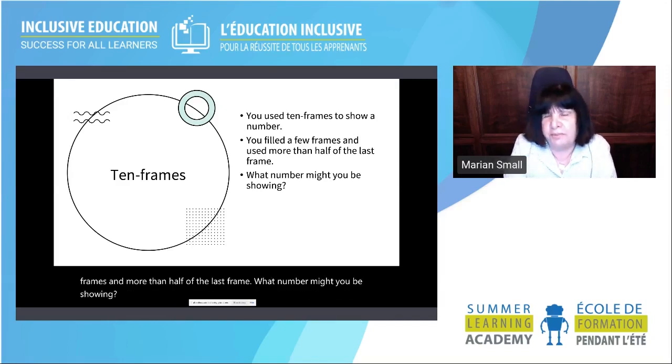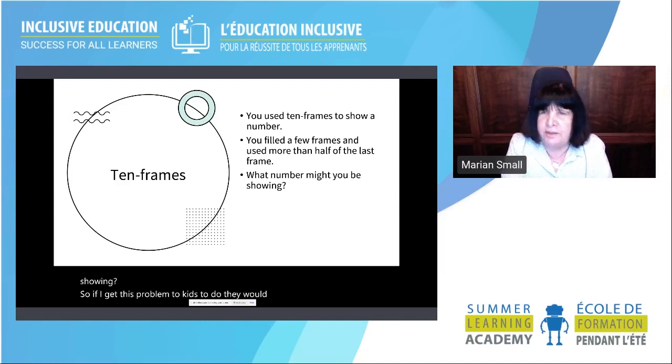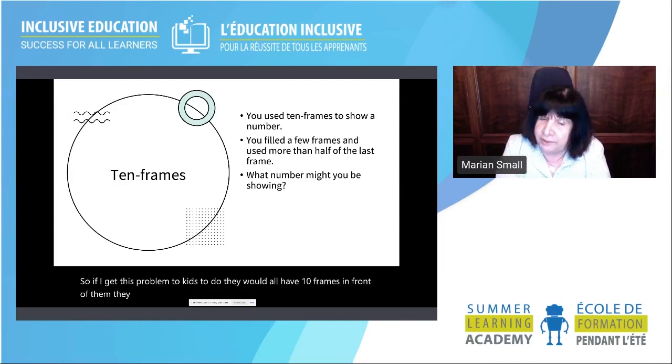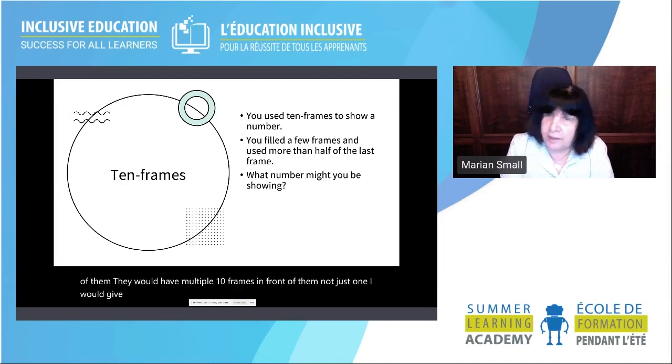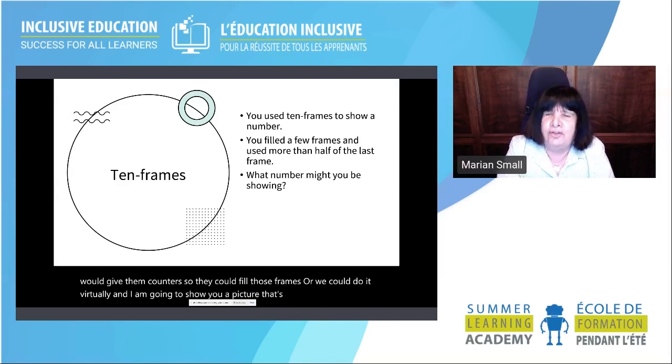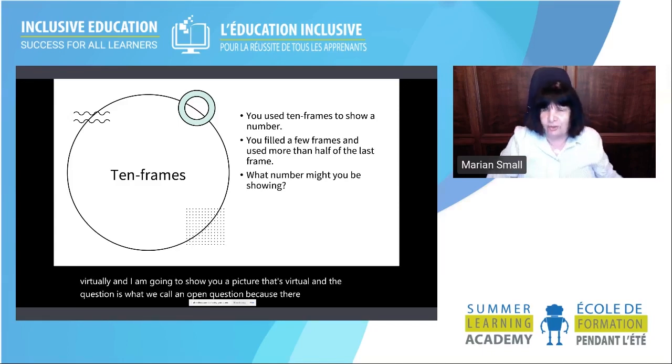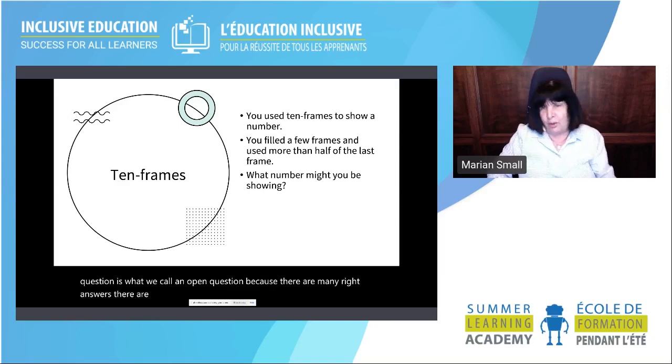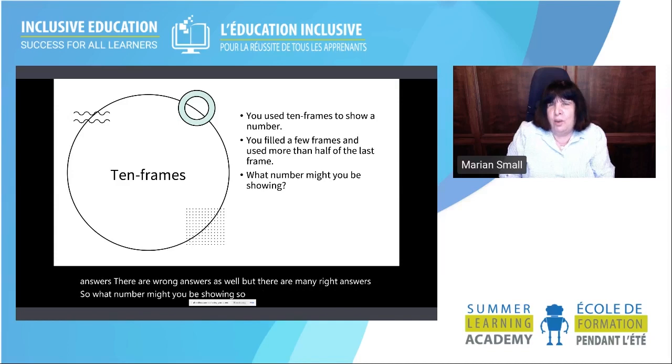So if I gave this problem to kids to do, they would all have 10 frames in front of them. They would have multiple 10 frames in front of them, not just one. I would give them counters so they could fill those frames, or we could do it virtually. And I am going to show you a picture that's virtual. And the question is what we call an open question because there are many right answers. There are wrong answers as well, but there are many right answers. So what number might you be showing? So just think for a moment what you think it might be. You don't have to say it to anyone. You filled a few frames and more than half of the last frame.